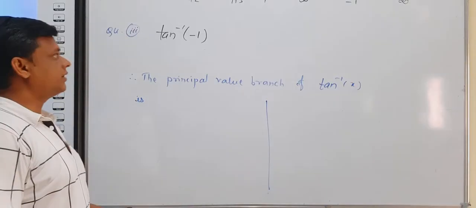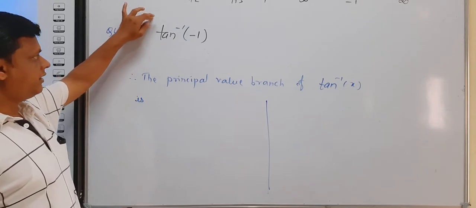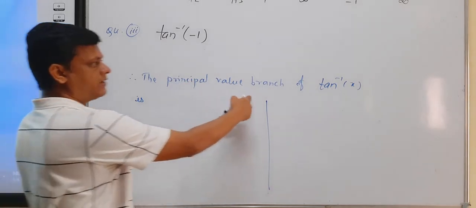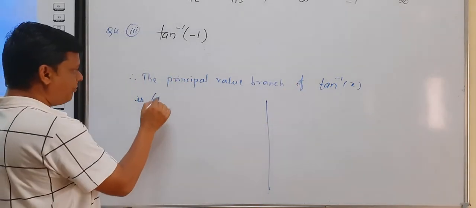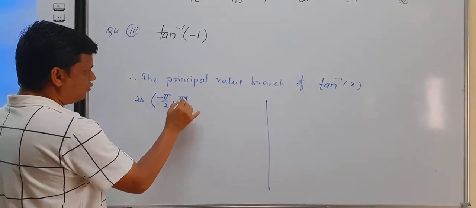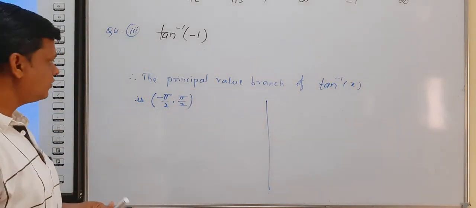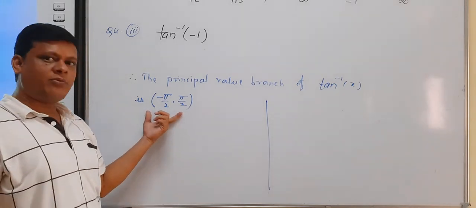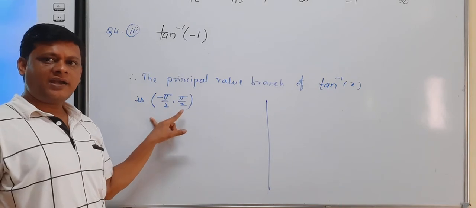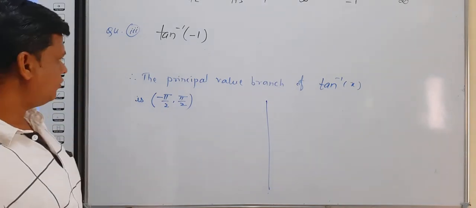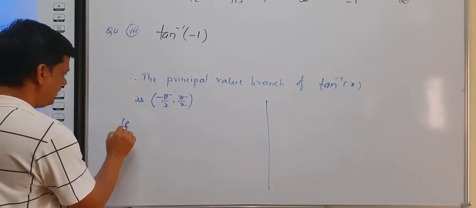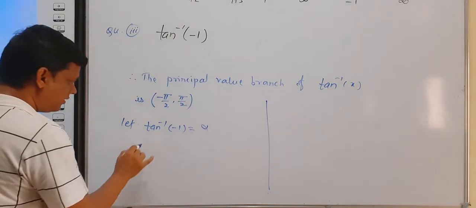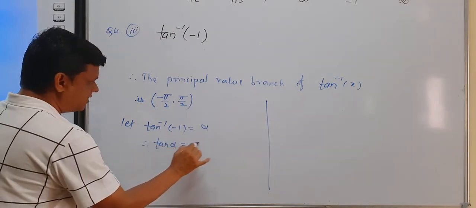Now see the third example. We have to find the principal value of tan inverse of minus 1. So we first write the principal value branch of tan inverse x, the open interval minus pi by 2 to plus pi by 2. So we have to find the value which lies between minus 90 and plus 90. So we write here, let tan inverse of minus 1 equal alpha. Therefore tan alpha equals minus 1.